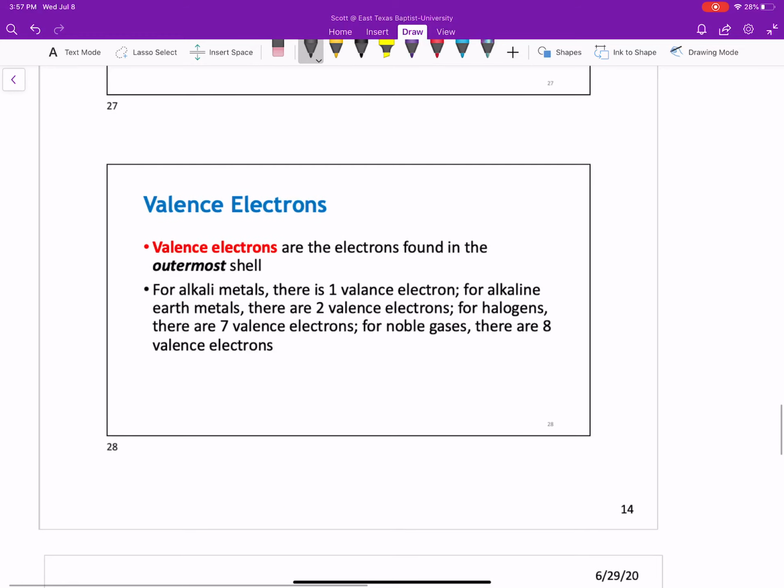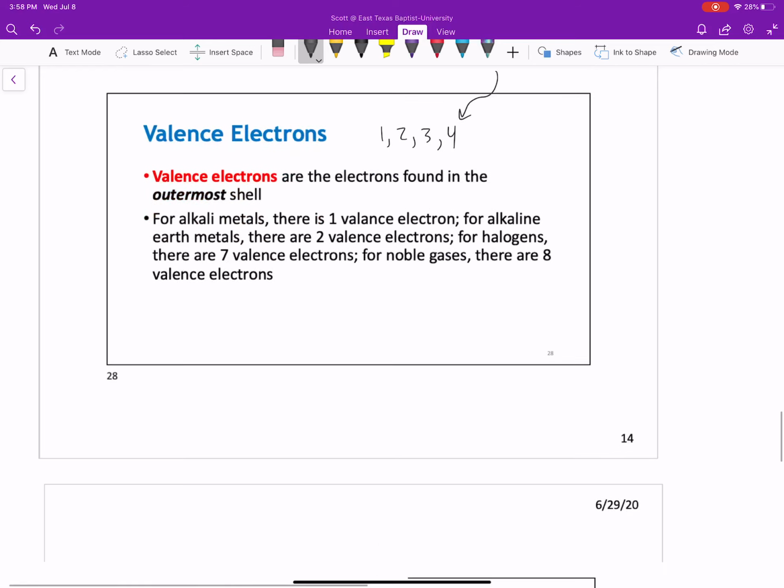Now, I want to talk to you briefly about valence electrons. Valence electrons are the electrons found in the outermost shell. Remember, the shells were 1, 2, 3, 4. So the outermost would be the one furthest from the nucleus, and we define this as the outermost shell being the one with the highest number. For alkali metals, there's 1 valence electron. For alkaline earth metals, 2. Halogens, 7. Noble gases, 8.